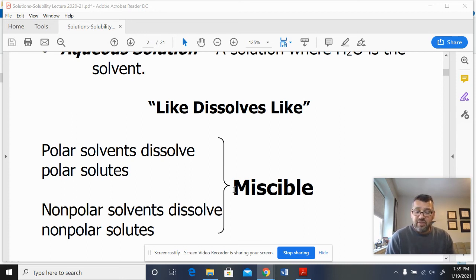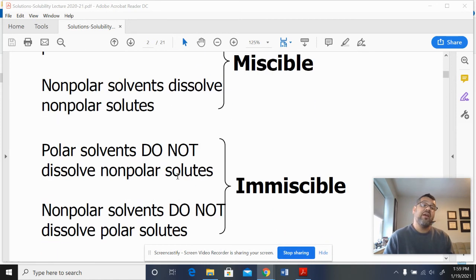Whenever we have that, we call that miscible. It sounds like mixable, but we call it miscible. And whenever the solvent and solute are like each other, the solvent can dissolve the solute. So we use the phrase "like dissolves like." And whenever you have a polar solvent and a nonpolar solute, they can't dissolve and mix into each other. And whenever you have a nonpolar solvent and a polar solute, they can't dissolve.